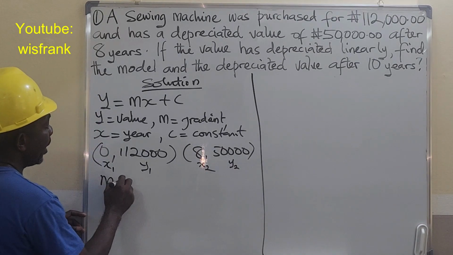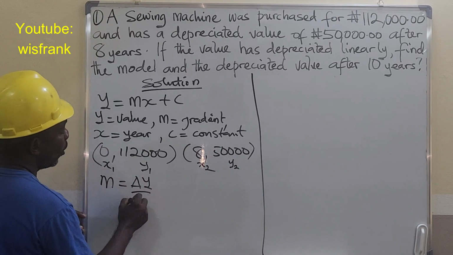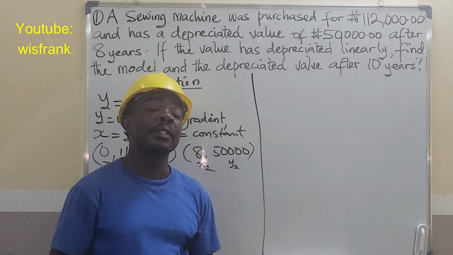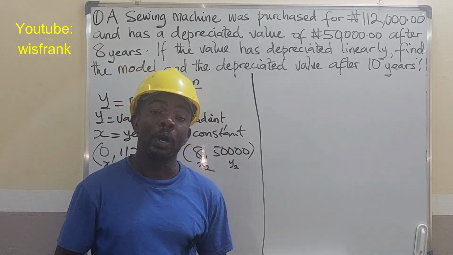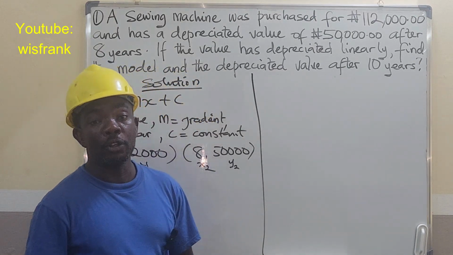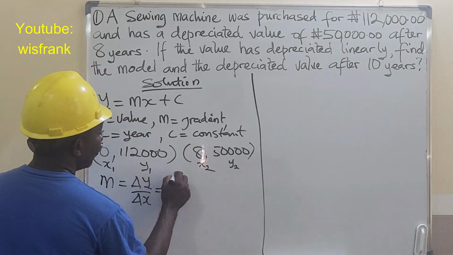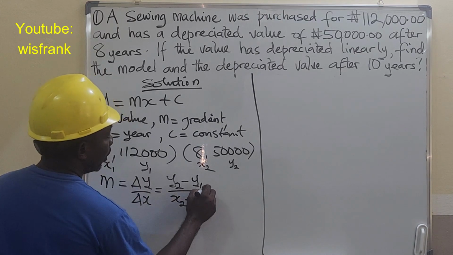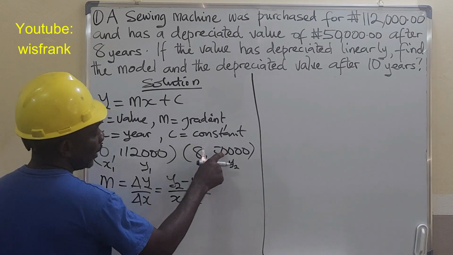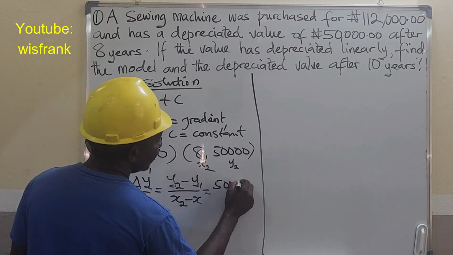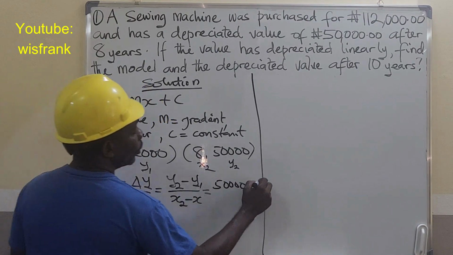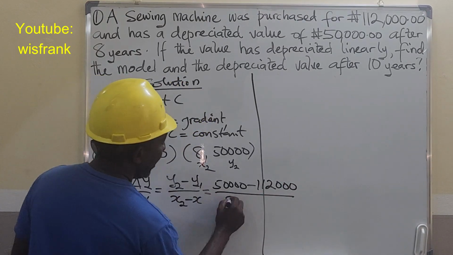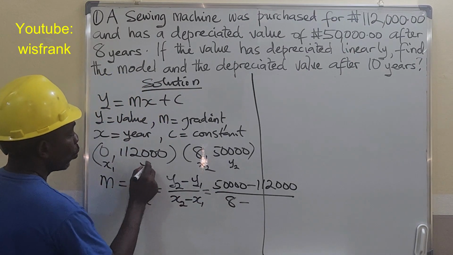So our gradient, which is m, equals the change in y-axis all over the change in x-axis, where the change in y-axis is y2 minus y1, and the change in x-axis is x2 minus x1. So here we have y2 minus y1 all over x2 minus x1. Here our y2 is 50,000, so we have 50,000 minus our y1, which is 112,000, all over x2, which is 8, minus our x1, which is 0.